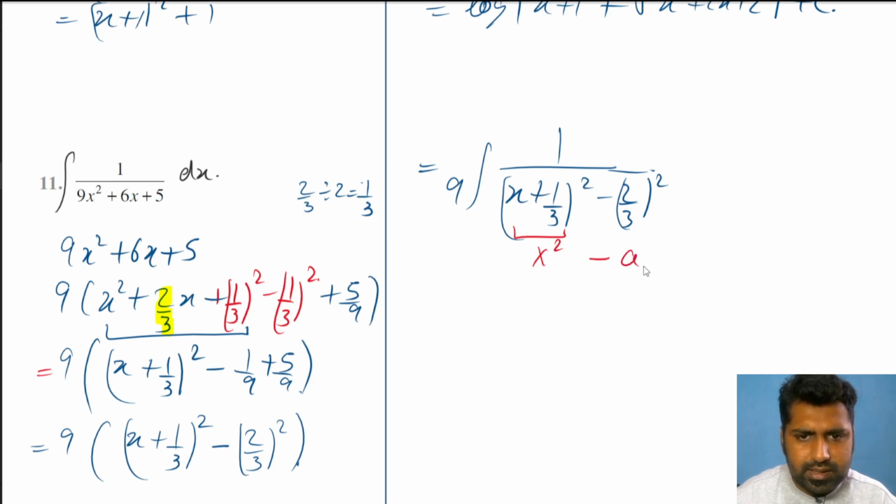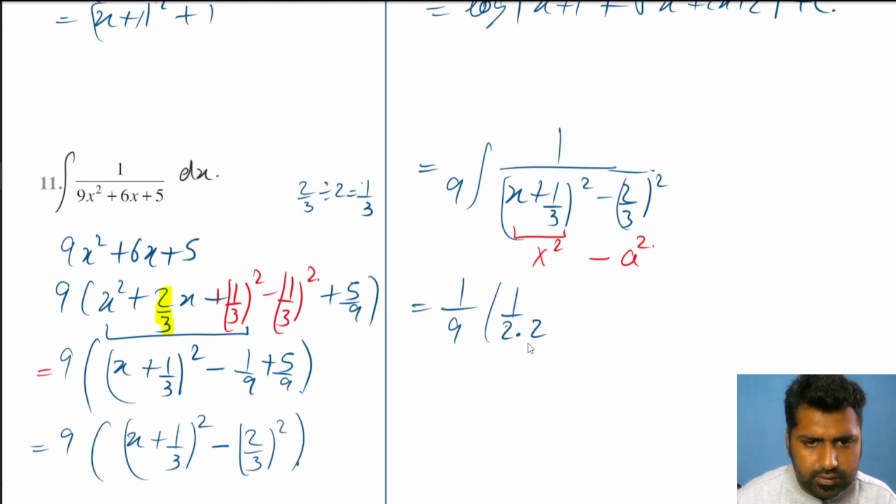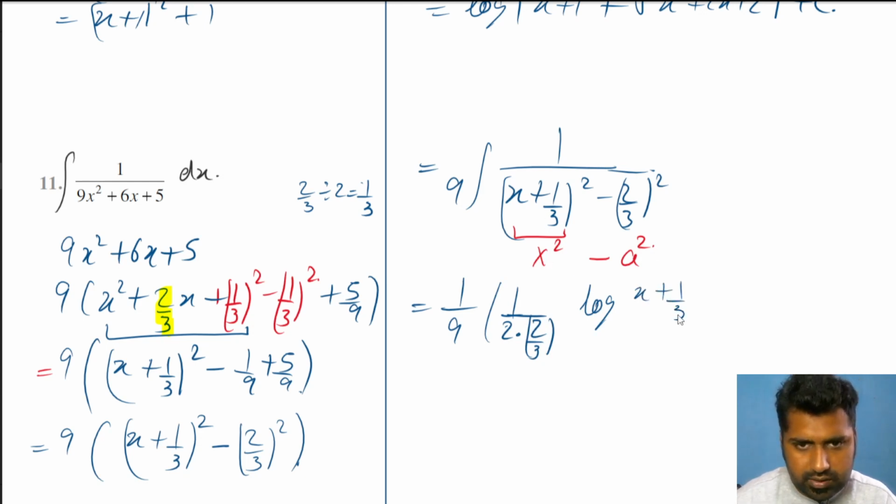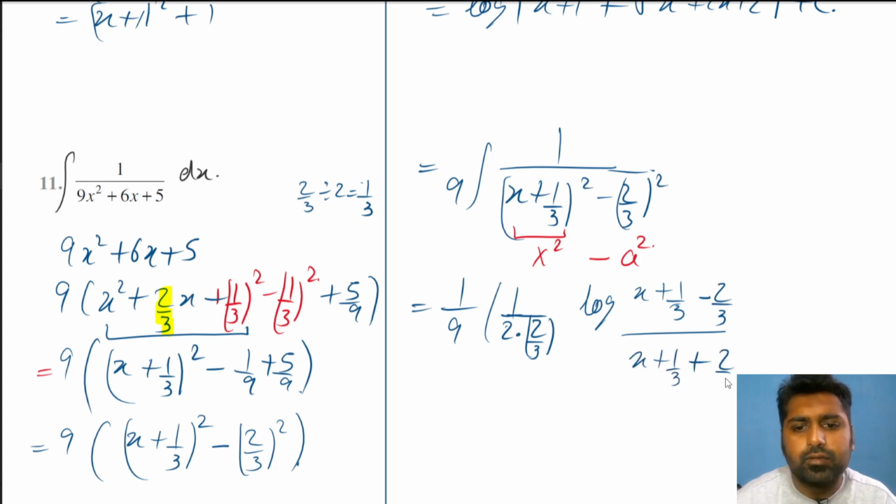X square minus a square. What is the integration of x square minus a square? 1 upon 9. This is 1 upon 2a. That means 2 into 2 by 3. Then log x minus a. Remember we are talking about capital X. So what is actually capital X? X plus 1 by 3 minus 2 by 3. X minus a, and then again x plus a, but remember x is x plus 1 by 3. This itself is in the mod plus c.